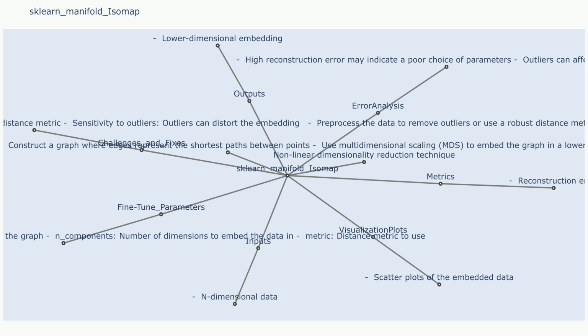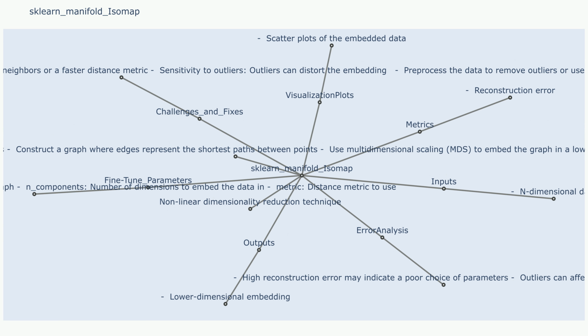Inputs. X: the input data, typically a NumPy array of shape (n_samples, n_features), where n_samples is the number of data points and n_features is the number of features. n_neighbors: the number of nearest neighbors to consider when constructing the neighborhood graph. This parameter affects the smoothness of the embedding and the computational complexity.